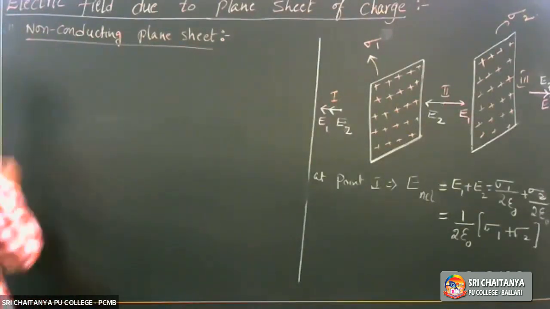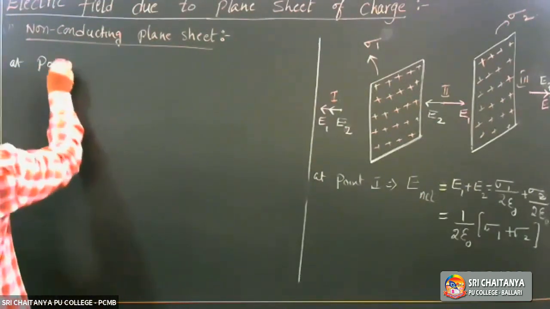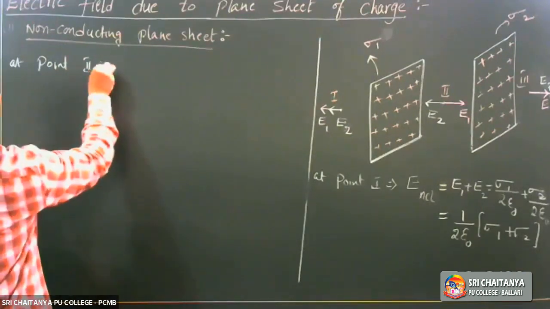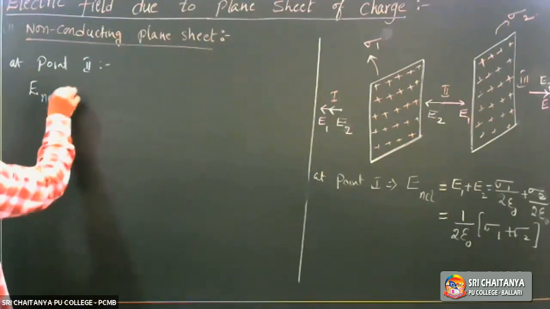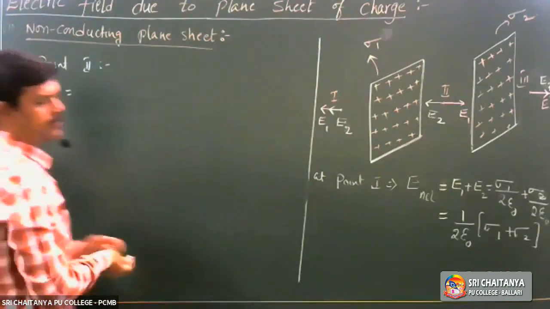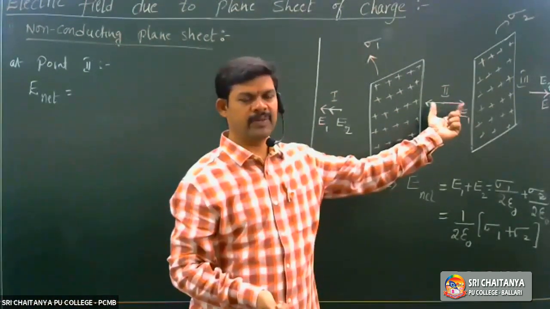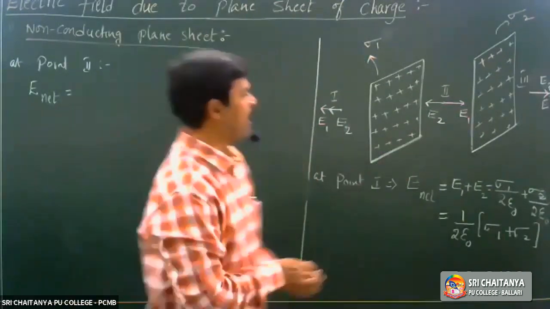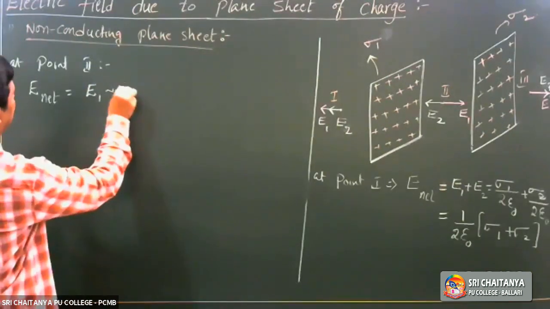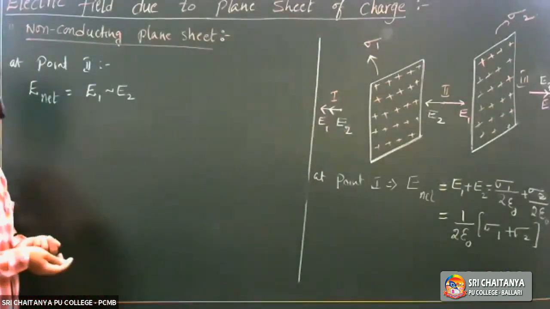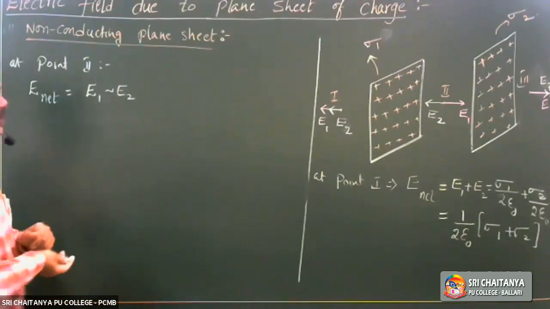Now, at point 2, see what is E net? See there from the diagram how those E1 and E2 are. They are opposite, parallel, opposite to each other. So that is E1 difference of E2. I don't know which is greater. That depends upon those sigma values. Okay. E1 difference of E2.